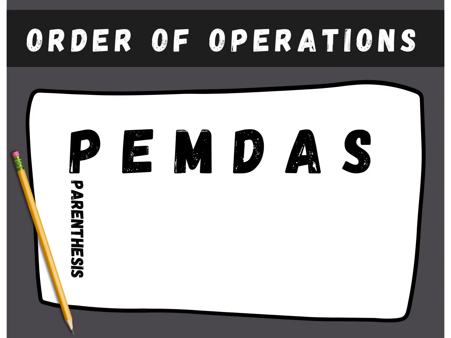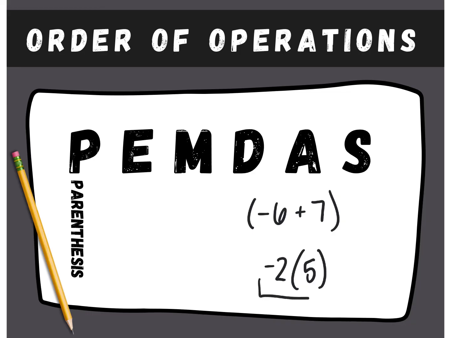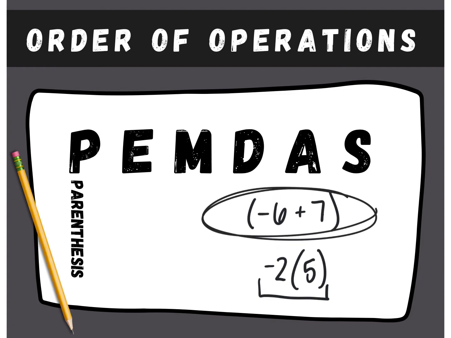Now, for parentheses, what we really mean is that we want parentheses with math on the inside. So this would be speaking to, let's say, -6 plus 7 in parentheses. But if you see like -2 parentheses 5, all that's telling you is to multiply. That's a different step in order of operations. However, if you have parentheses like these with a math problem on the inside, that's your first step.